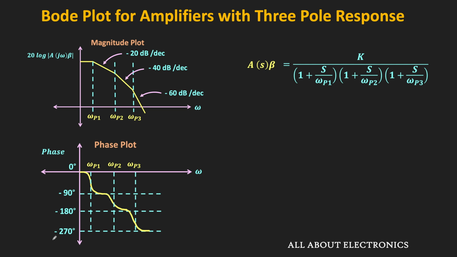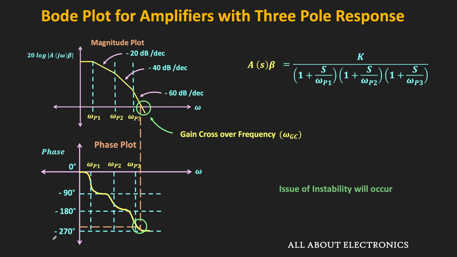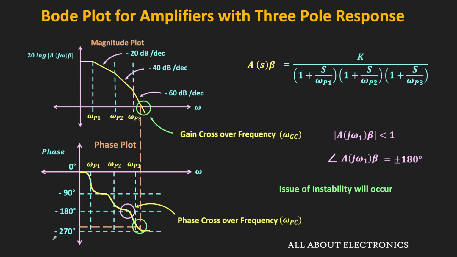So the gain crossover frequency is the frequency at which the magnitude plot crosses 0 dB, or we can say when the magnitude becomes 1. So in this case, at the gain crossover frequency, the phase is less than minus 180 degrees. So here, the issue of instability will occur, because in a stable feedback amplifier, when the phase reaches minus 180 degrees, at that time the amplitude should be less than 1. But in this case, that is not satisfied. So here, the frequency at which the phase reaches minus 180 degrees is known as the phase crossover frequency.